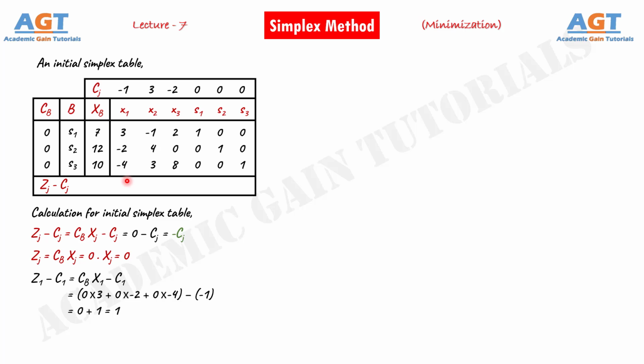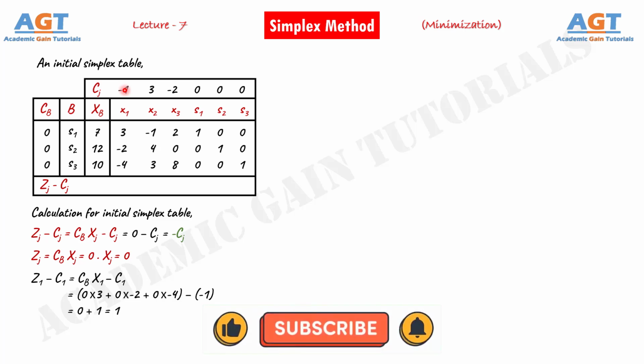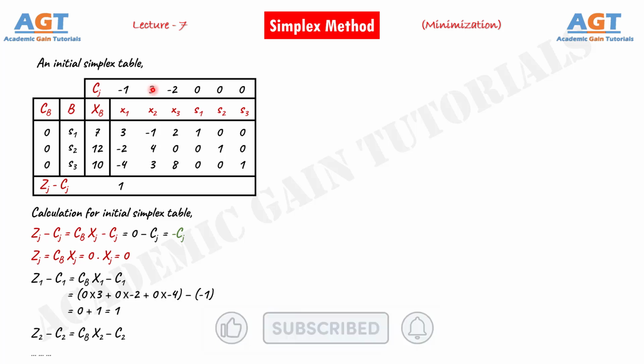So, whatever value of Zj minus Cj we get in the initial table will actually be the value of minus Cj. Since it is the initial simplex table, we will simply multiply all the values of Cj by minus 1 and write the values in the Zj minus Cj row. So, minus 1 will become plus 1, 3 will become minus 3, minus 2 will become plus 2, and these 3 will remain 0, 0, and 0. So, we have found out the values for Zj minus Cj.